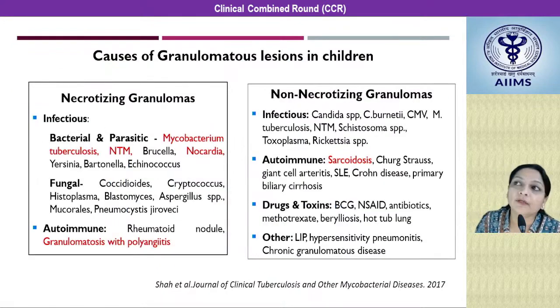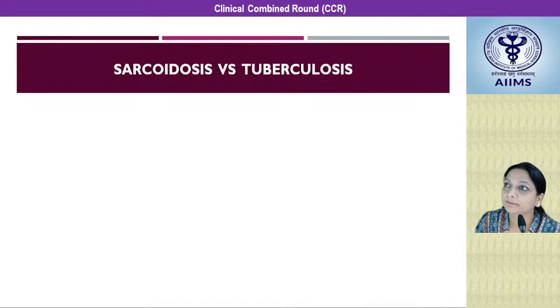So there are multiple causes of granulomatous lesions in children. They could be necrotizing or non-necrotizing. The necrotizing ones include Mycobacterium tuberculosis, very important, and Wegener's granulomatosis. Whereas in non-necrotizing granulomatosis, sarcoidosis remains the foremost possibility. So in a country like ours where TB is highly endemic, whether it is a TB or it is not a TB is always a diagnostic dilemma.